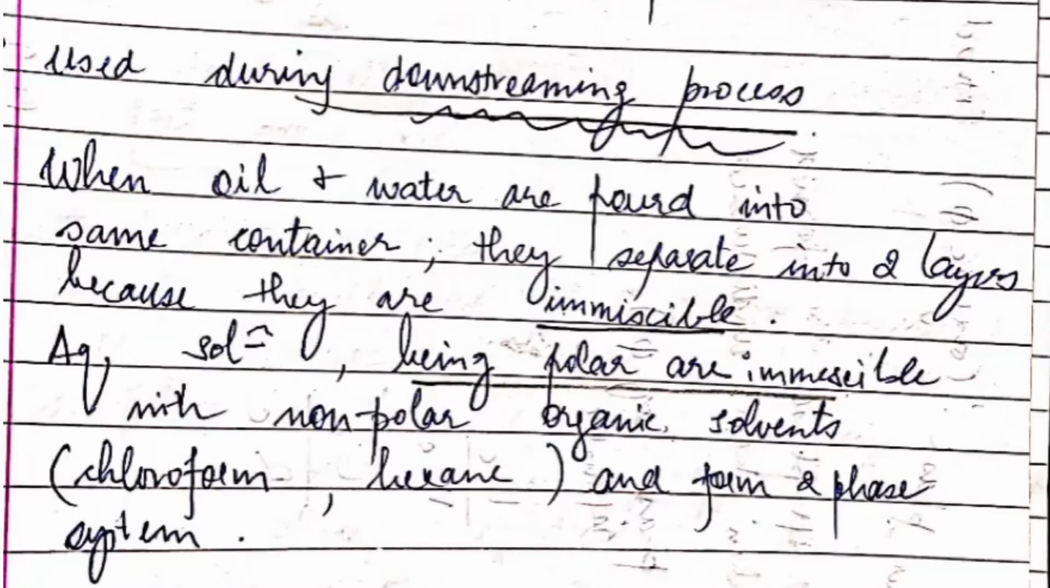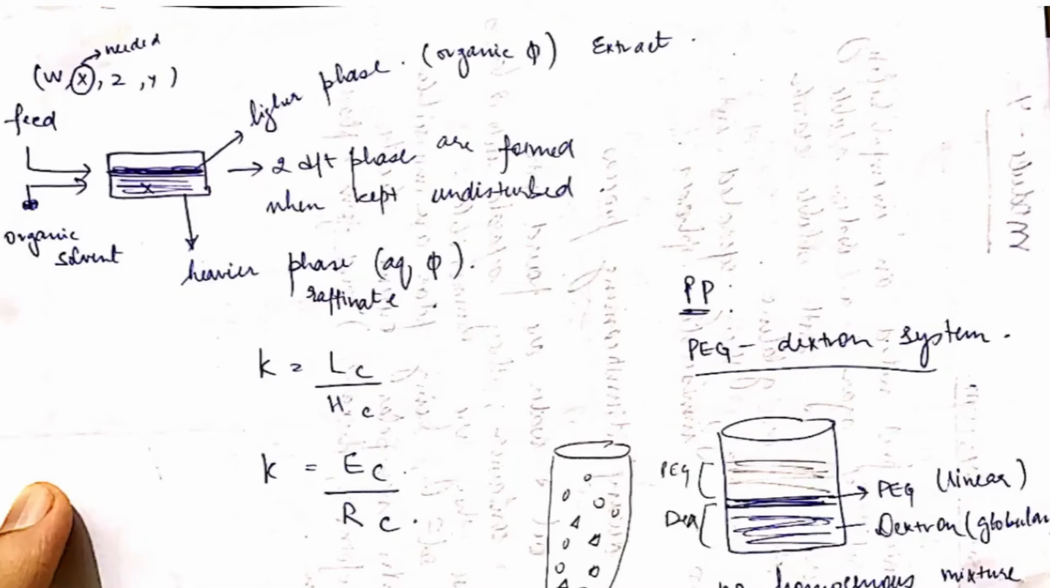Now these are my notes which state the important points. It is used in downstreaming process. When oil and water are poured into the same container, they separate into two layers because they are immiscible, that is, they do not mix with each other. Now in this diagram we can see how two solutions get separated. The heavier ones get settled down and the lighter ones keep floating.